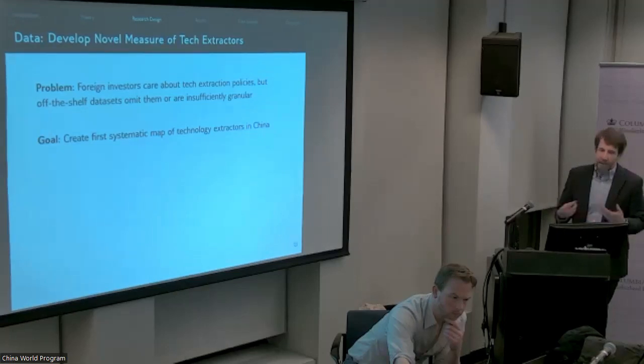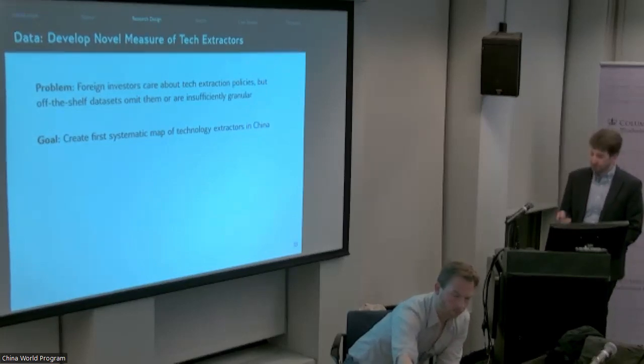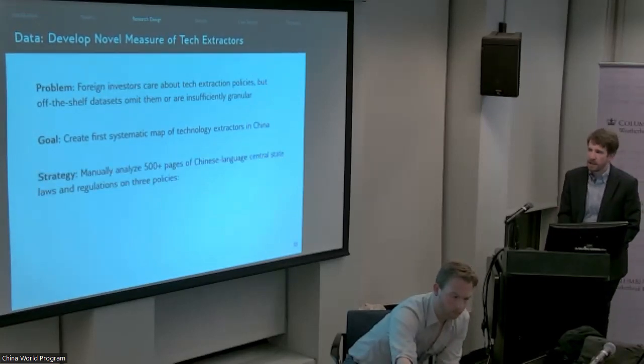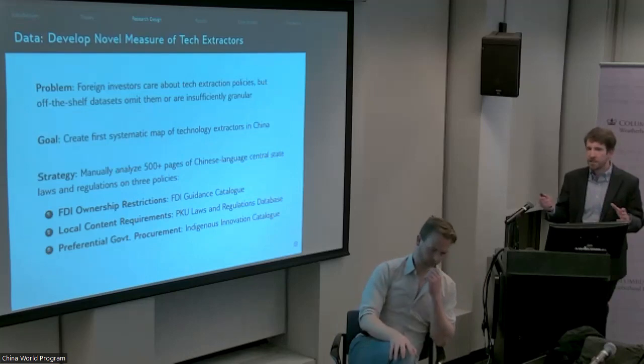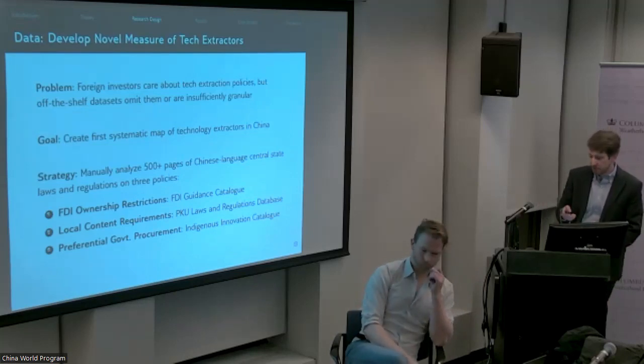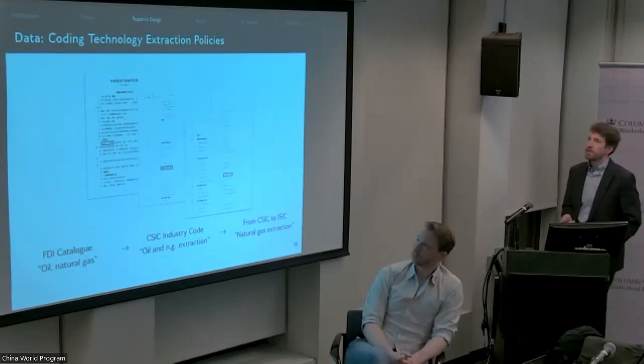So the first empirical task and contribution of the project is to try to create a systematic map of China's use of these policy tools in the post-Cold War period, which, as I said, I do by analyzing several hundred pages of Chinese language central state laws and regulations on the three policies that make up my concept of tech extraction policy. And in the interest of time, I'll go through this quickly now, but I'm happy to talk about how I measure each of these policy tools of interest in detail in the Q&A section. But I do want to give you a sense of the basic coding procedure for the data set.